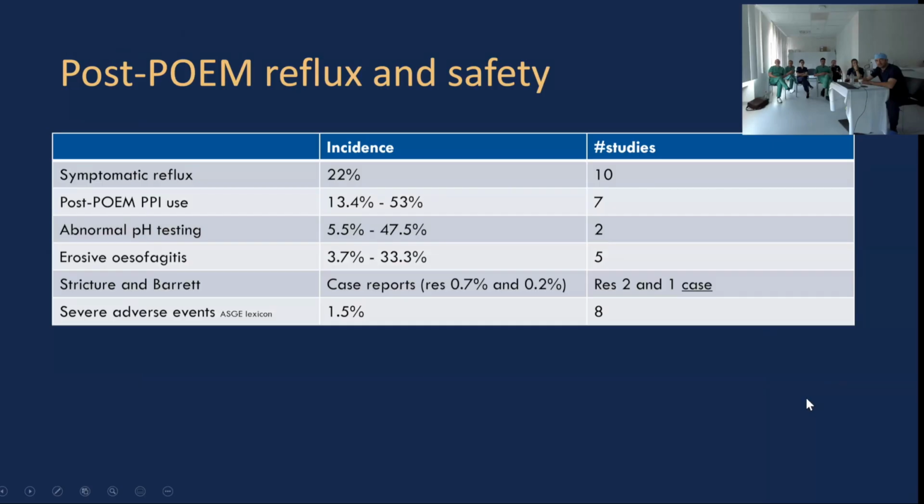What about safety? I see we have the patient ready, so I'll just wrap up this. Reflux is too common, and that's why I think we need to have a plan to solve reflux.